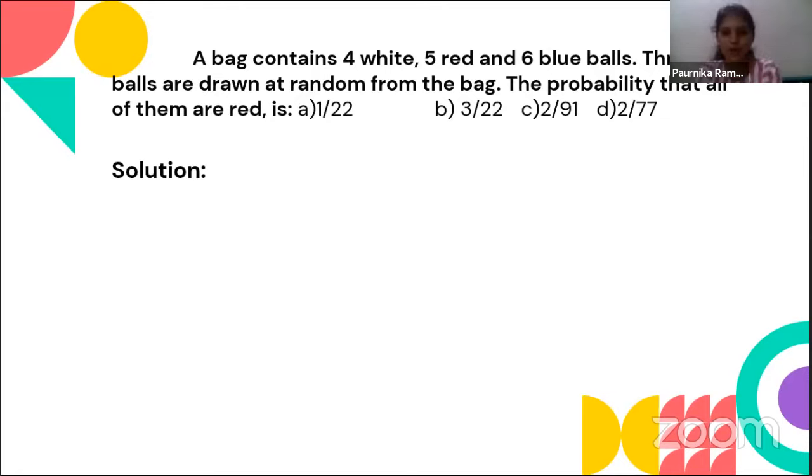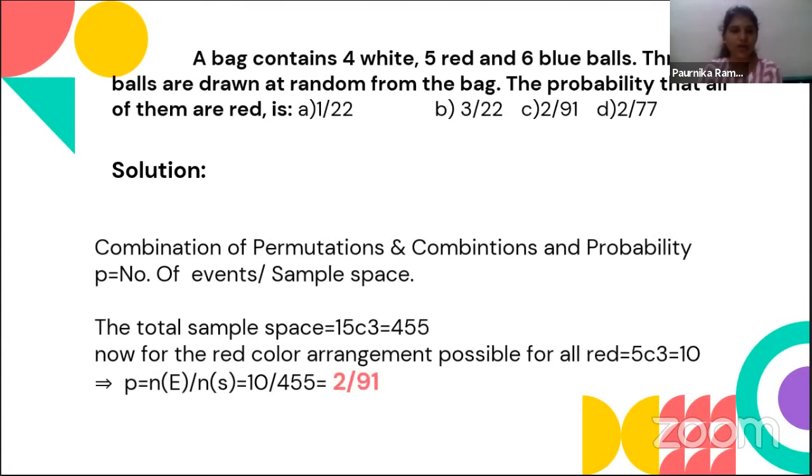When it comes to permutation and combination, 3 balls are drawn at random from the bag. That is given. So three balls are drawn, and they're asking what is the probability that all three are red. All right, it's a very simple problem. You just have the condition 5C3. So from the 5 red balls, all 3 that are drawn from the bag should be red. So the solution goes this way. Of course, this is a combination of the permutations and combinations topic and probability.